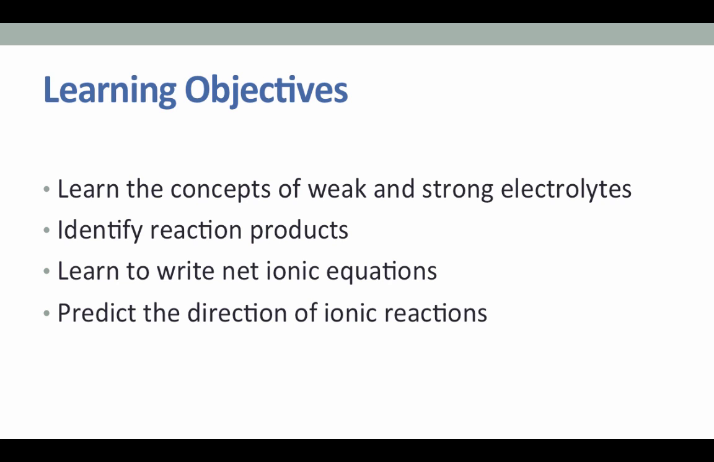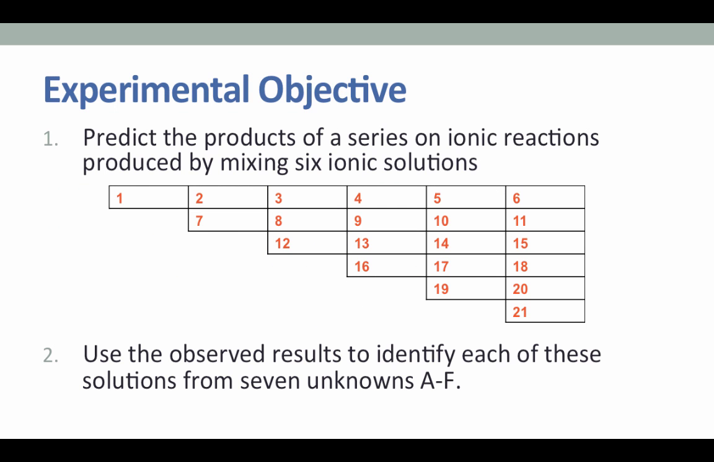In the final parts of the experiment, we will learn to predict the direction of an ionic reaction based on the products and the reactants. The scenario behind this experiment is that you have 6 ionic solutions, and you know what these ionic solutions are, except you don't know which one is which. So your task will be to combine the solutions A through F, one with each other, and from the reaction products, determine which of the 6 ionic solutions each of these unknown solutions is.